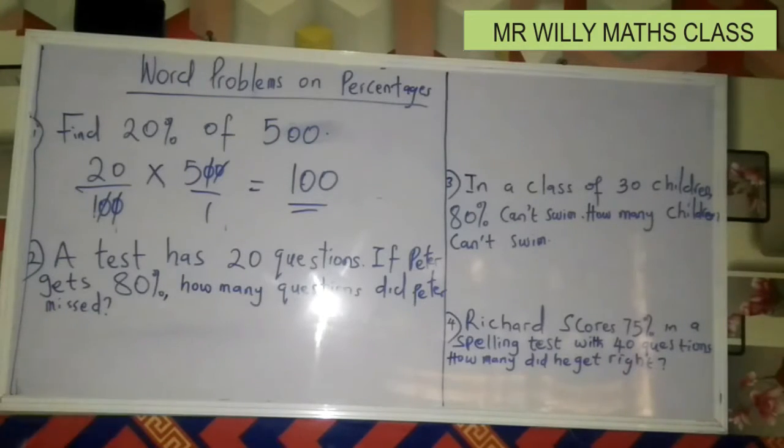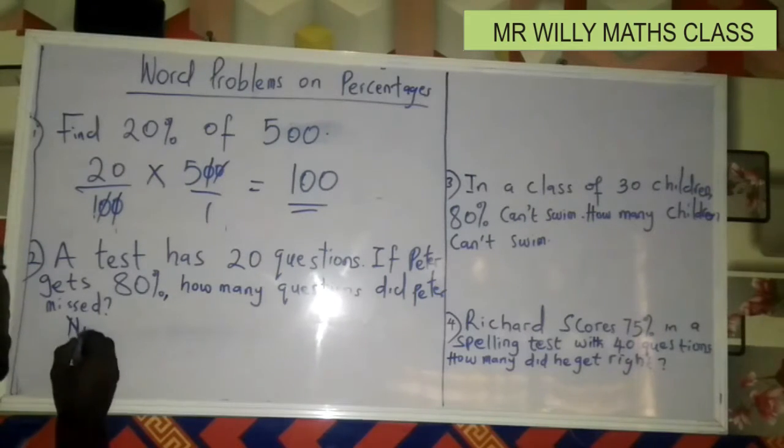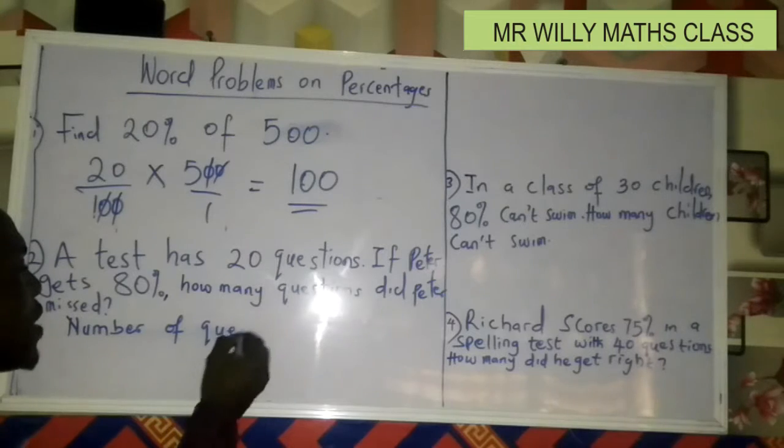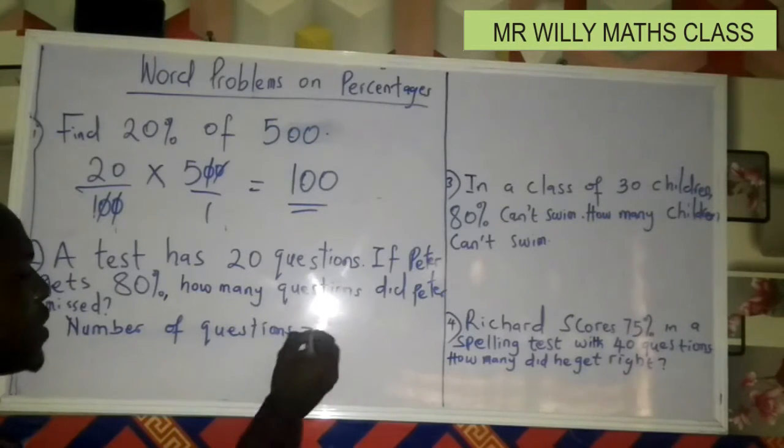Now let's move on to the second question. The second question says that a test has 20 questions. If Peter gets 80%, how many questions did Peter miss? In order to get the number of questions Peter missed, we need the total number of questions Peter answered, and the number of questions Peter got. Then we subtract them from each other. By the time we do the subtraction, we should be able to get the number of questions Peter missed. And if you look at the question, the total number of questions attempted by Peter was 20.